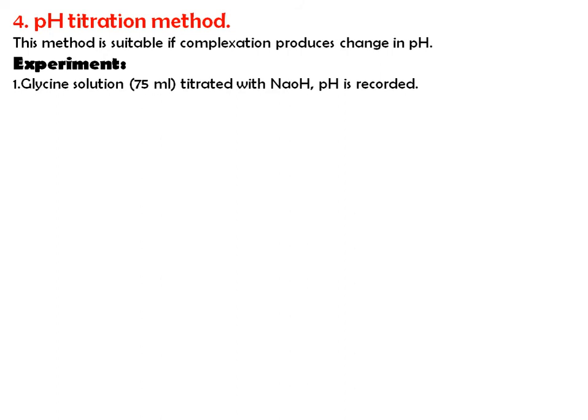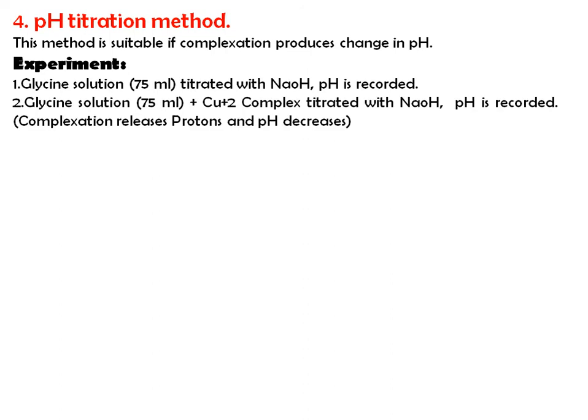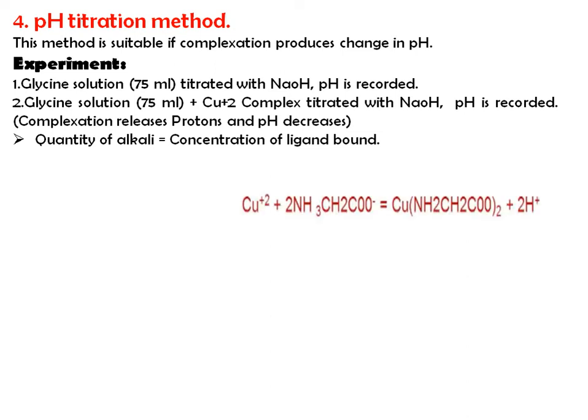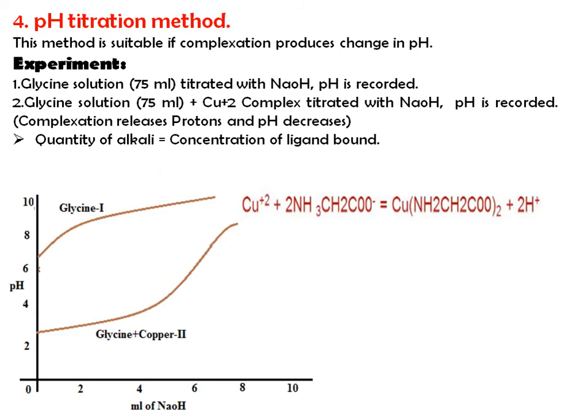Glycine solution 75 ml, you have to titrate with the help of NaOH, then pH is recorded. Then glycine solution 75 ml plus cupric ion complex. This cupric ion forms a complex with glycine. Again you have to titrate it with this NaOH, and pH is recorded. Complexation releases proton and pH decreases. So the quantity of alkali is related to the concentration of ligand bound.